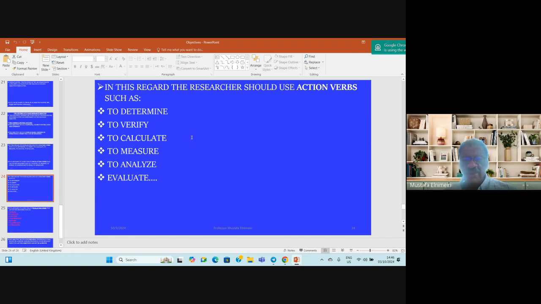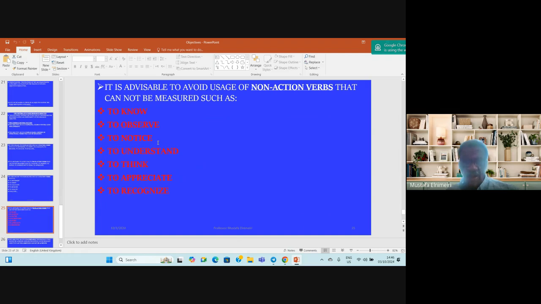In this regard, the researcher should use action verbs such as to determine, to verify, to calculate, to measure, to analyze, to evaluate, etc. And it is advisable to avoid non-action verbs such as to know, to observe, to notice, to understand, to think, to appreciate, to recognize, because they cannot be measured.